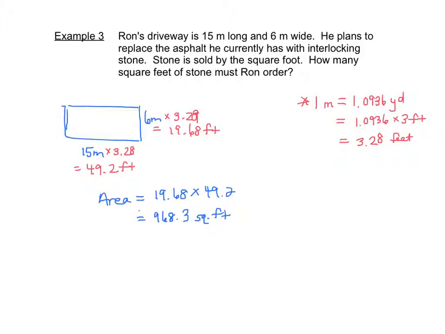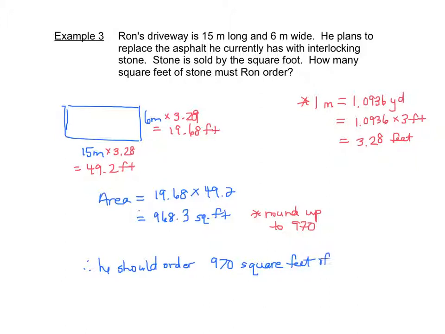Now remember, we're talking about ordering stone here, and so we need to always round up so that we don't run out. So we want to round this up. Let's make a little note to 969, but probably makes more sense to round up to 970. So therefore, he should order 970 square feet of stone. And that completes your lesson for today.